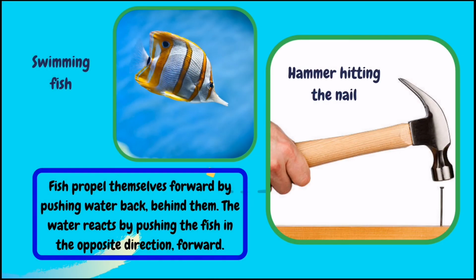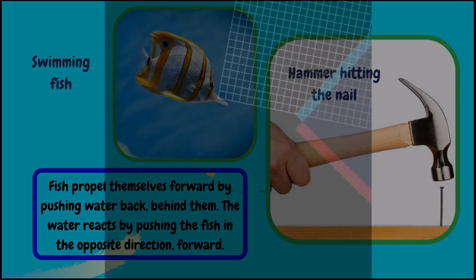Another example is when the hammer hitting the nail applies a large force to it. The nail reacts by pushing back against the hammer. The carpenter feels this as a jolt backwards against his hand. The fish also propel themselves forward by pushing water back behind them. The water reacts by pushing the fish in the opposite direction forward.